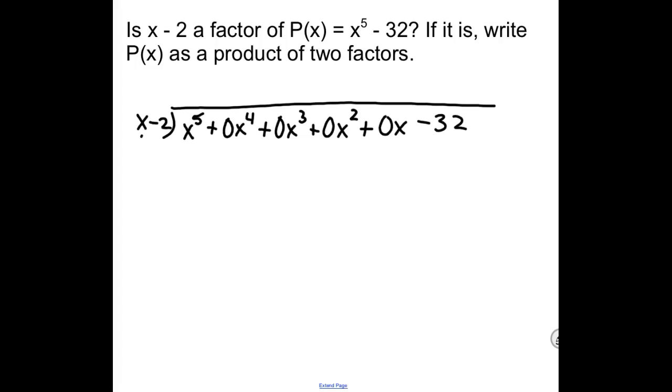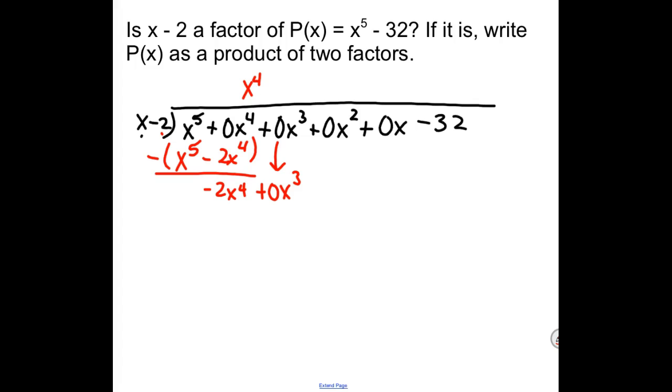X to the 5th divided by an x gives us x to the 4th. X to the 4th times x, and x to the 4th times the negative 2. And then I'm going to subtract. My first column disappears like it always should. My second column, I have 0. I'm subtracting a negative 2x to the 4th. What do we end up with? Negative 2x to the 4th. Okay.